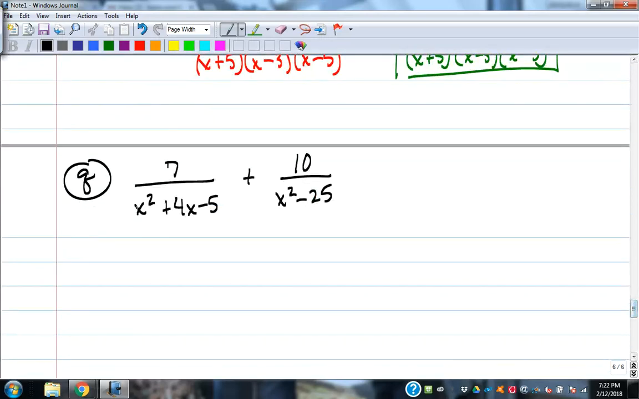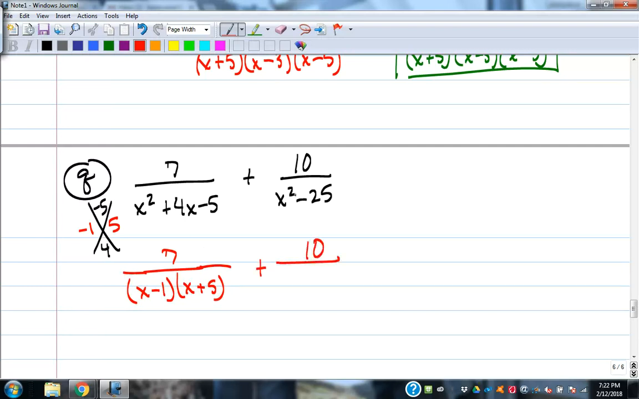So first fraction, multiply to be -5, add to be 4. Negative 1 and positive 5. Is that what you said? All right, so that would be 7 over x minus 1, x plus 5. The second one is a difference of squares. What are the factors? X plus 5, x minus 5.